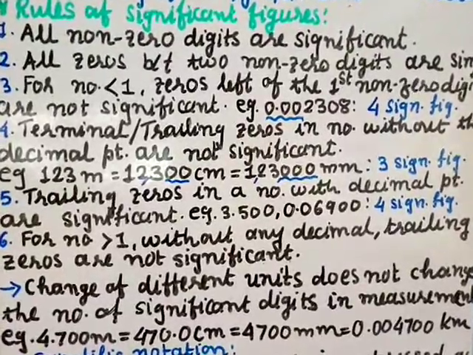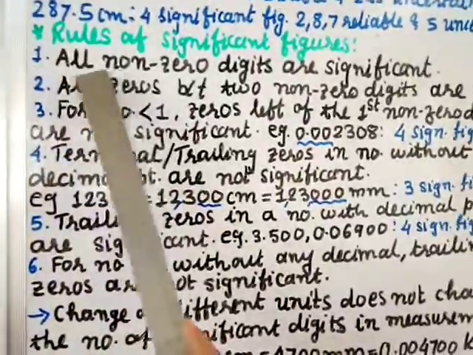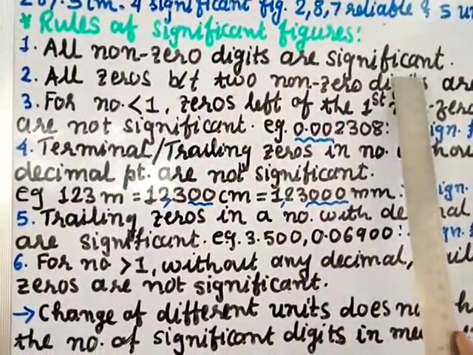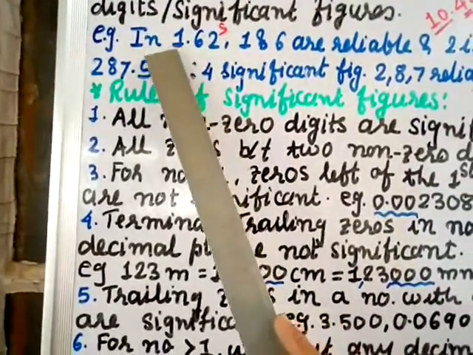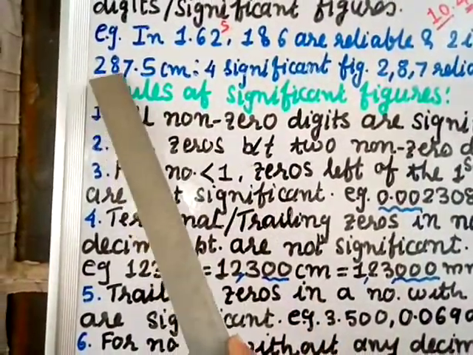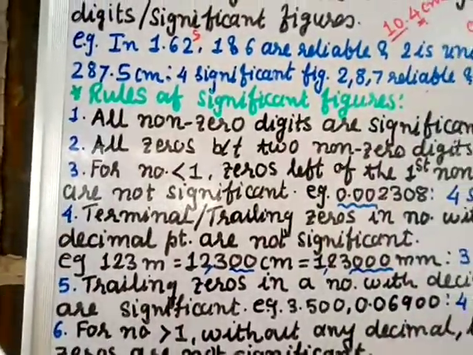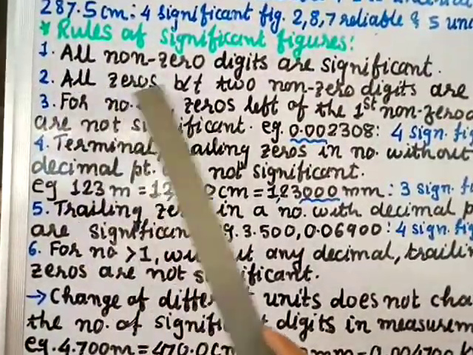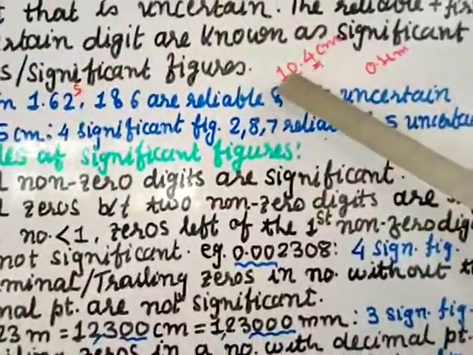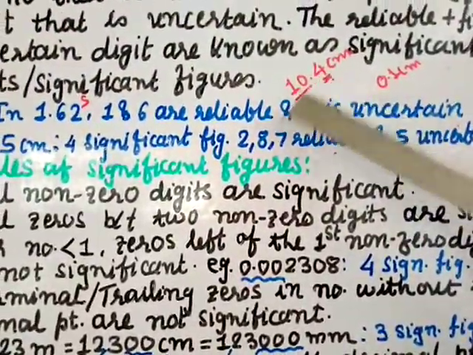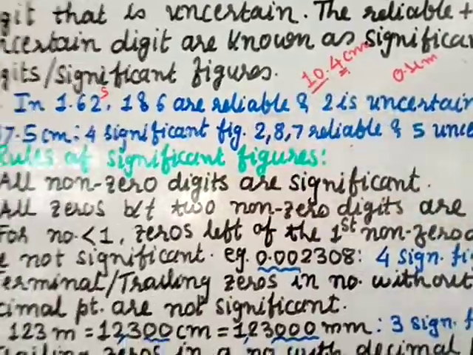Rules for significant figures. Number 1, all non-zero digits are significant. So all the non-zero digits in this, you see 1, 6 and 2 are non-zero, so they are significant. Here 2, 8, 7, 5 are non-zero, so they are significant. Number 2, all zeros between two non-zero digits are significant. So in this, 0 is between two non-zero digits, so that is also significant.